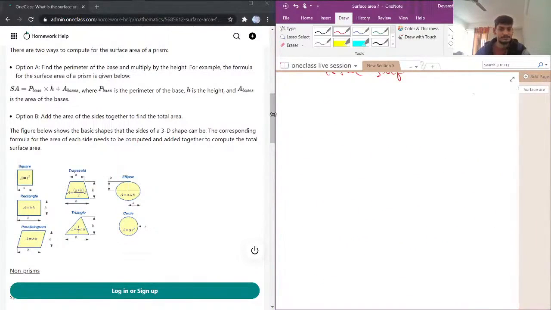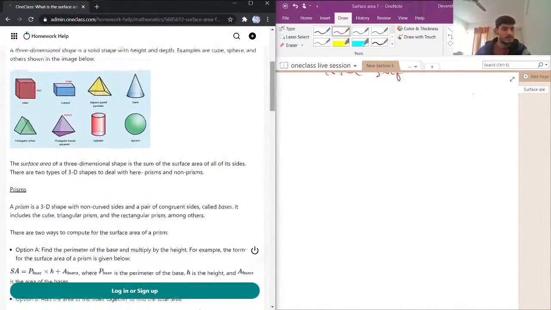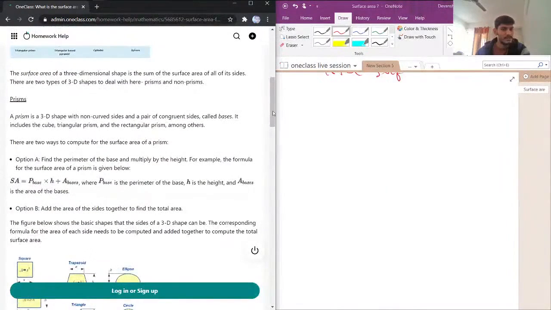Now let's go to the prism ones. A prism is a 3D shape with non-curved surfaces and a pair of congruent sides called bases. It includes the cube, triangular prism, and rectangular prism, among others. There are two ways to compute the surface area of a prism. Option A, find the perimeter of the base and multiply by height. For example, the formula for the surface area of a prism is given below.